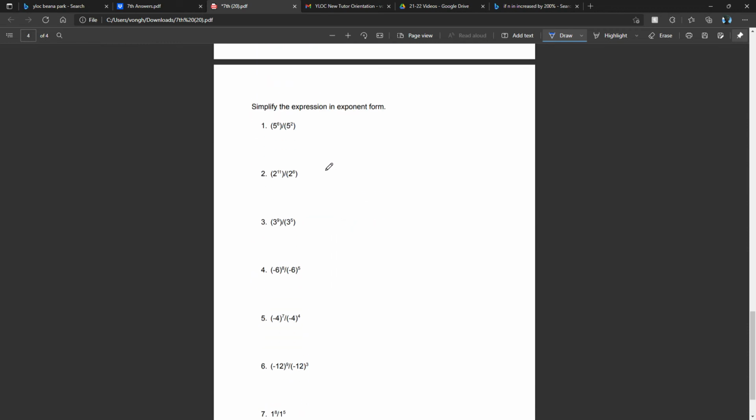Simplify the expression in exponent form. So here we have 5 to the power of 6 divided by 5 to the power of 2. And this is really simple. When you're given a division problem and they have the same base, here 5 is the base, you just look at the exponents and do the math there. So you do 6 minus 2. You just take the exponents and subtract them when you're dividing. So 6 minus 2, that's 4. And then you put the same base.